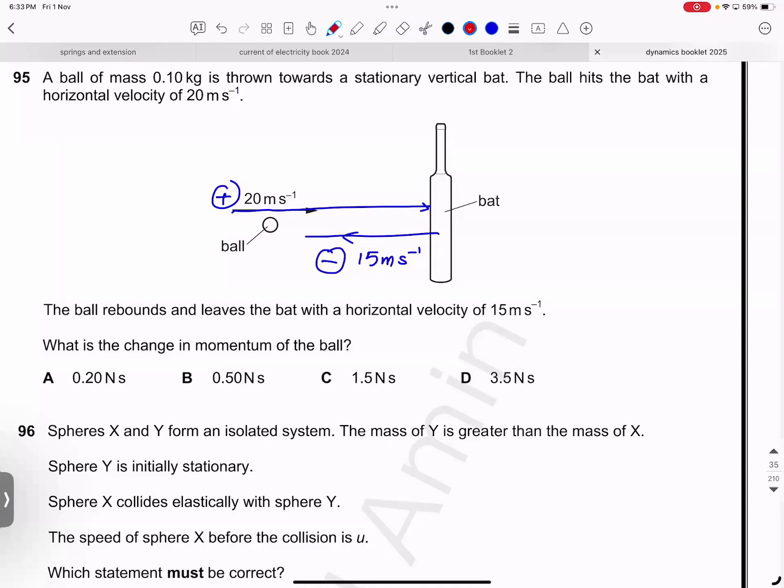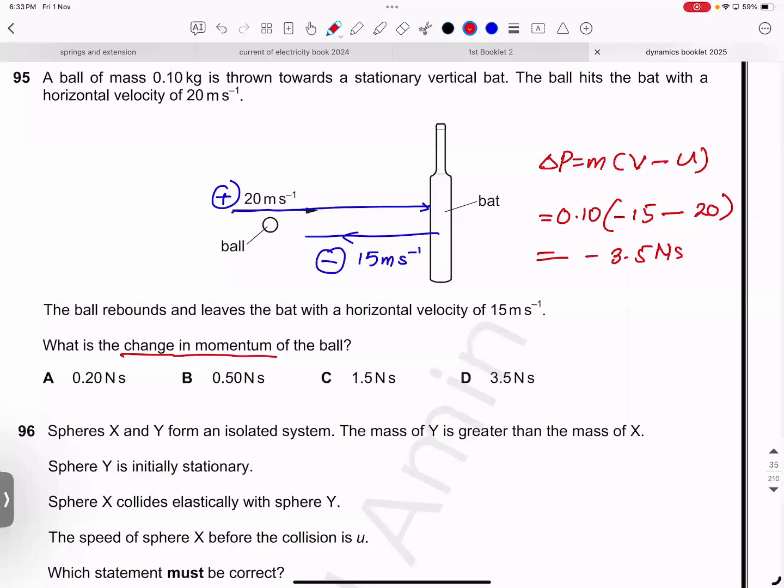So please keep that protocol. Change in momentum is also called impulse, which is m(v minus u). Now mass is 0.10, v is negative 15, minus u is 20. The answer is 3.5 newton seconds negative. Since the magnitude is 3.5, in case they ask you the direction, the negative helps you: the direction is to the left side.